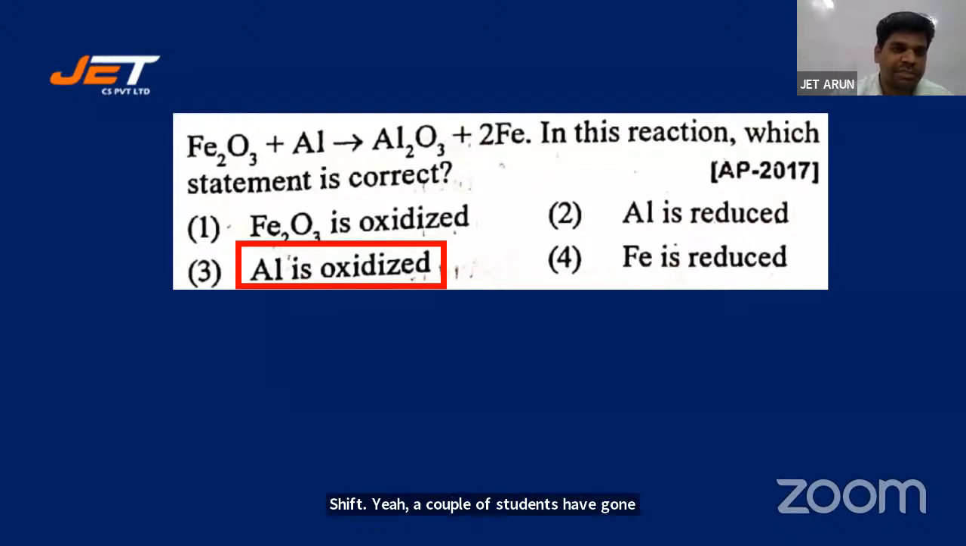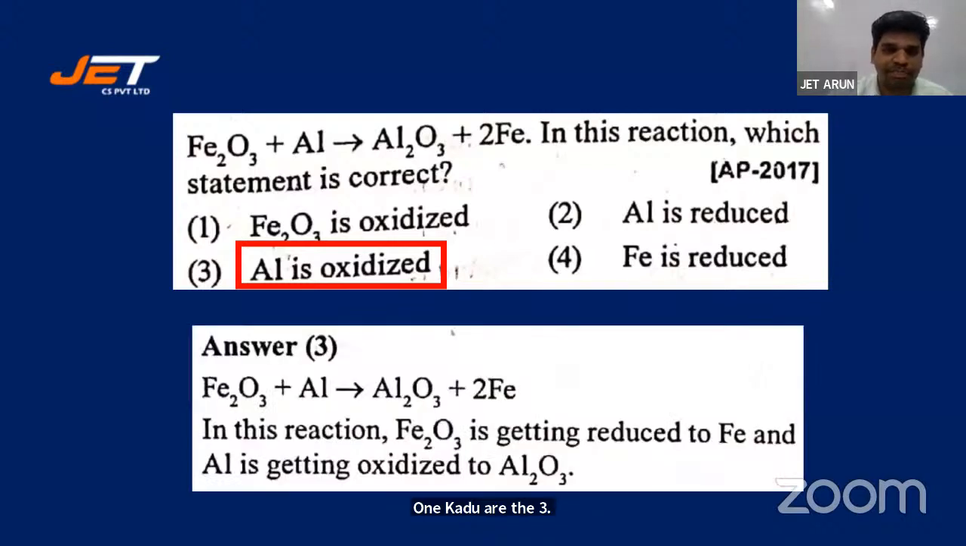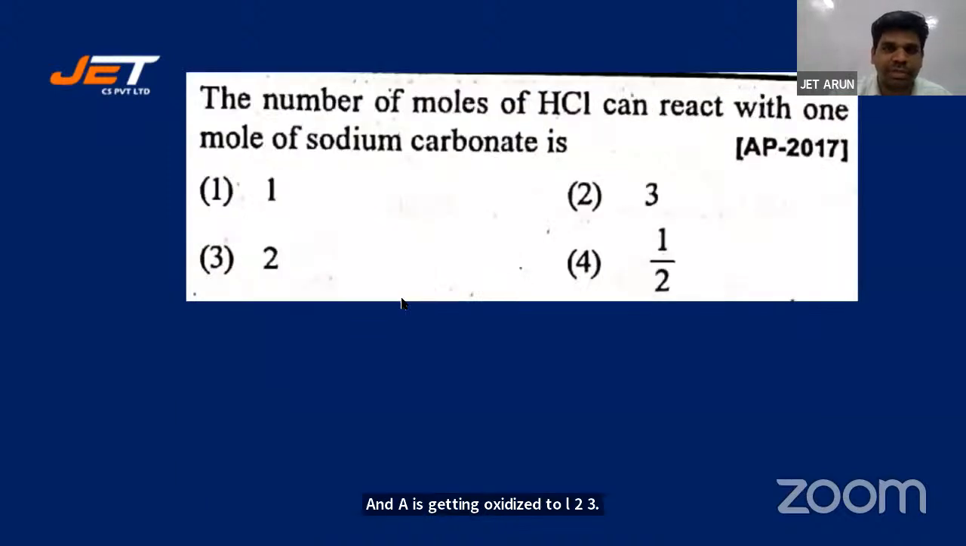So please correct yourself. It is not 1, it is 3. Yeah, Bhavesh. Bhavesh is 3 again. Yeah, good. Good students. Let's look at the reaction. In this reaction, Fe2O3 is getting reduced to Fe and Al is getting oxidized to Al2O3. All right, let's go for the next one.